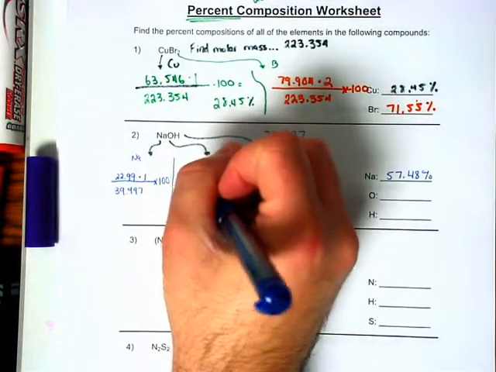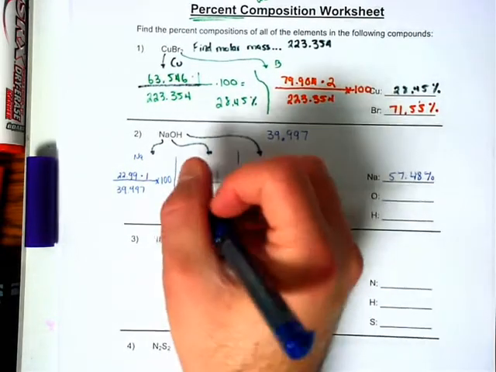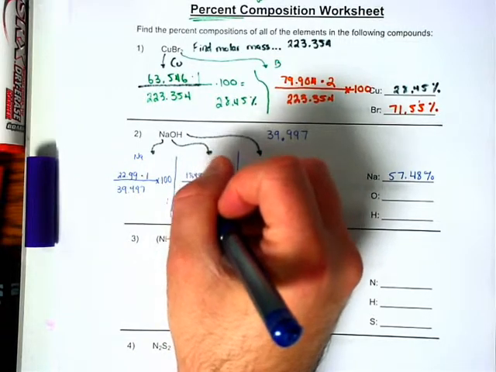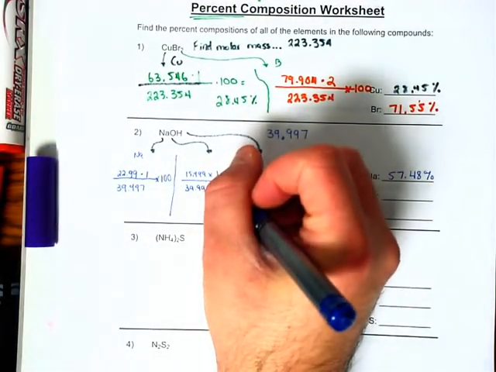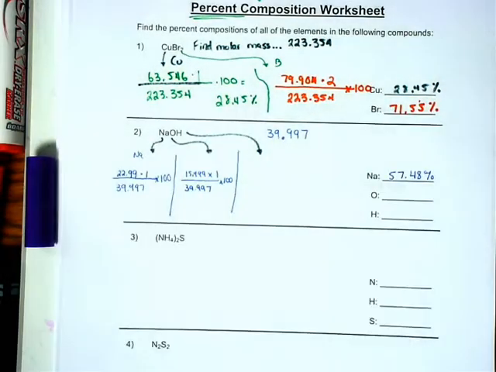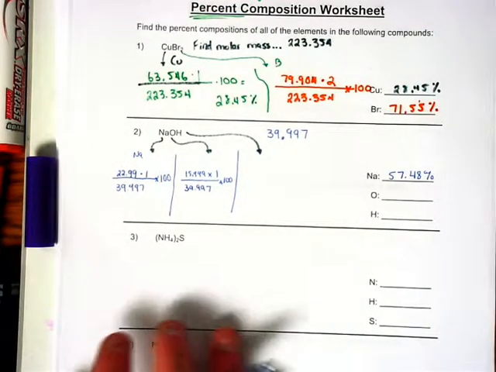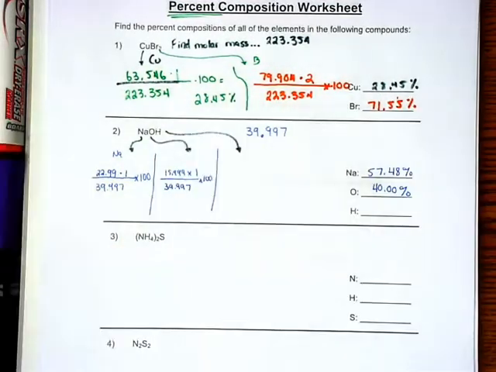How about for oxygen? 15.999 times 1, because there's only one oxygen, over 39.997. Of course, we always multiply by 100 at the end. I got something like 40.00%. Is that what y'all got?